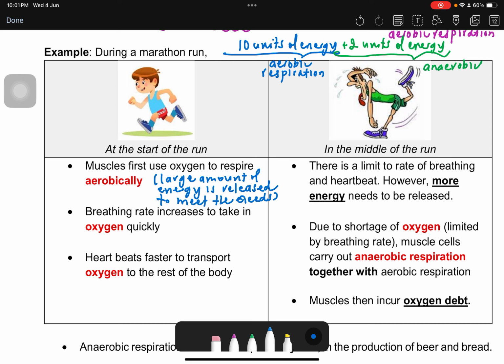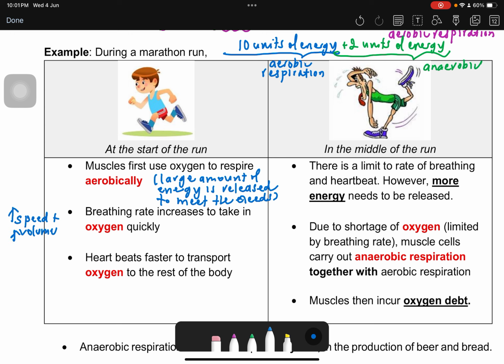Your breathing rate increases to take in oxygen quickly. You are taking in deeper breaths as well, and you are breathing much faster. So in terms of speed and volume, there is an increase, thanks to your respiratory system.